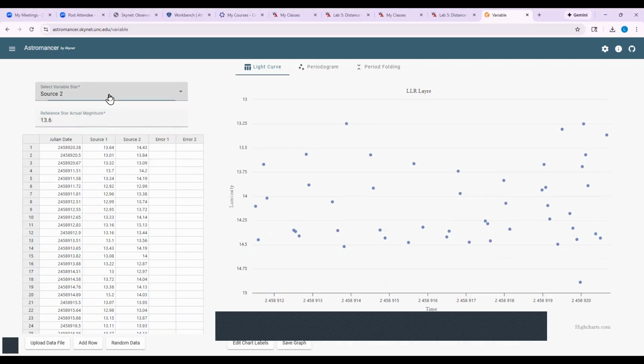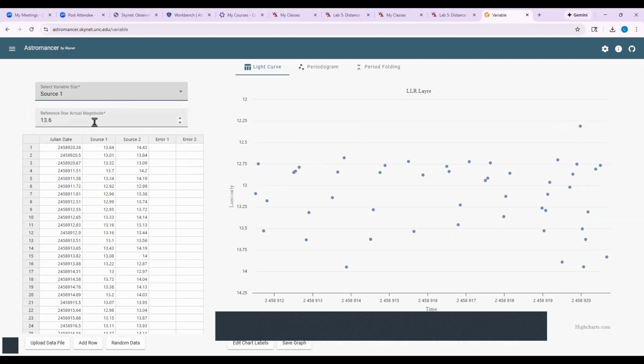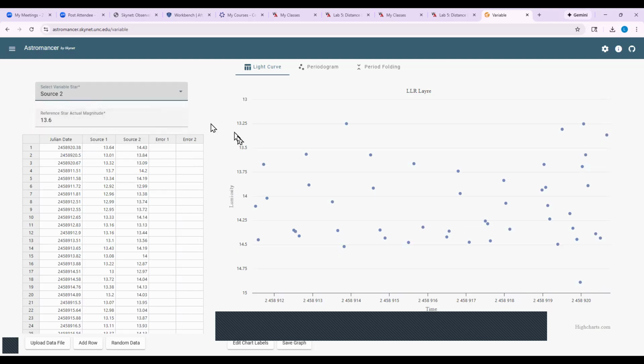You have to identify here, either on the source one and source two. Therefore, you have to identify in here. But the next thing that you have to identify is the one that you see in here. As you see, the variable star is the second one, right? And then you choose which one is the toughest one. As you see here, the toughest one is about 13.2.